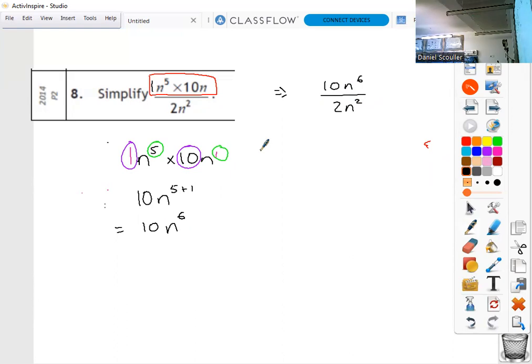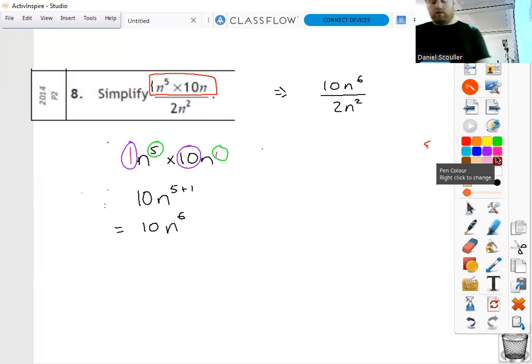Okay, so now we've got one single term on the top and one single term on the bottom. Now the numbers in front of the n, or the numbers in front of whatever letter they use. What letter did they use in the prelim? Let's have a look.